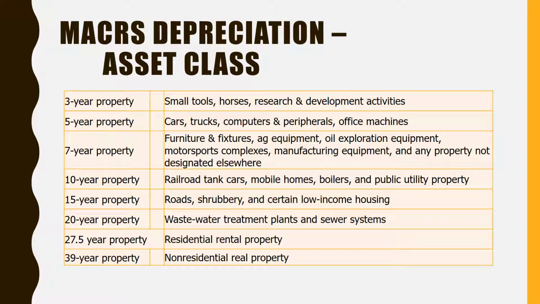10-year property doesn't hit too many things: mobile homes and railroad tank cars. 15-year property: roads, shrubbery. I've never had a shrub last 15 years, but obviously the IRS has a greener thumb than I do. 20-year property: wastewater treatment plants and sewer systems. And then the longest, residential rental property and non-residential real property, go up to 39 years.